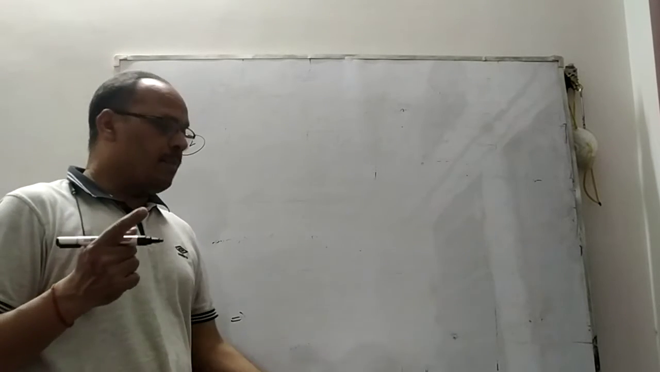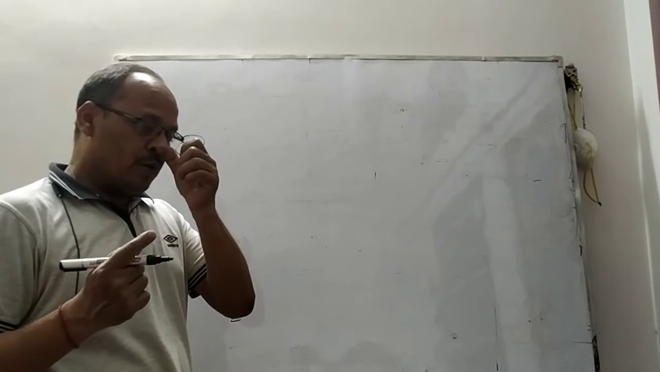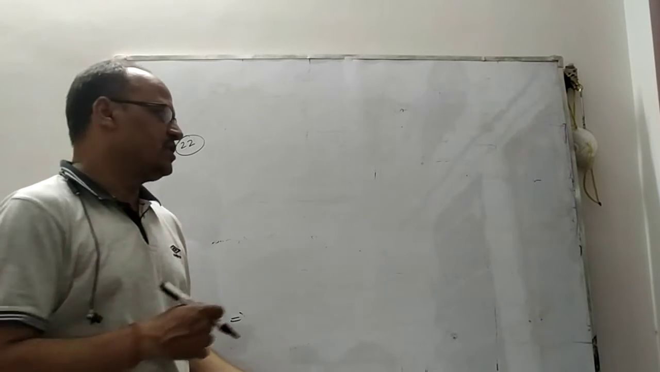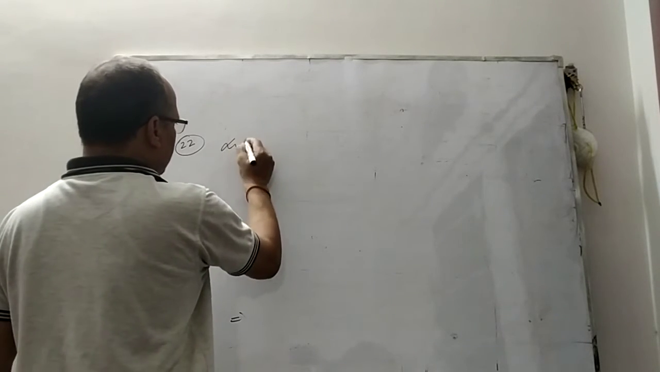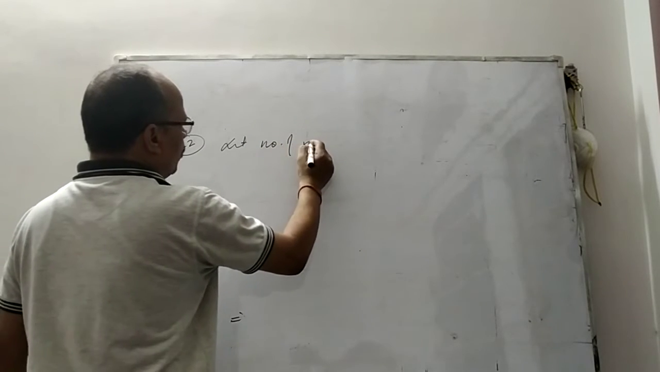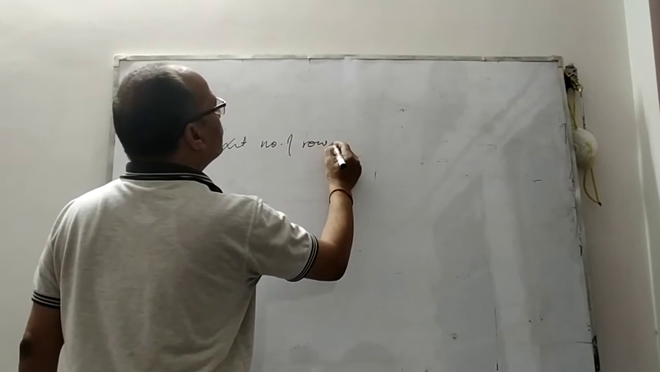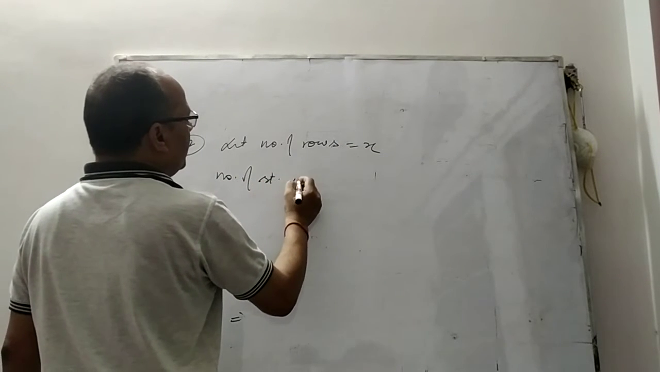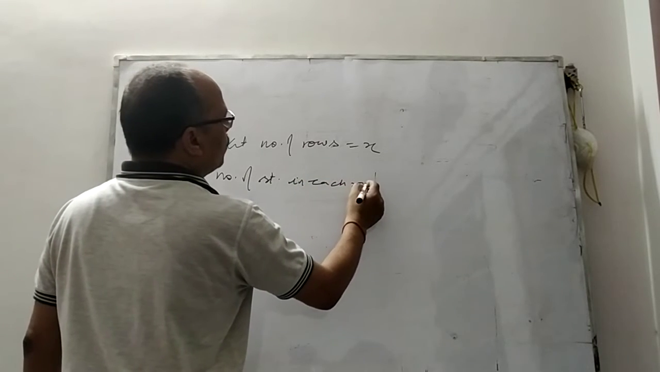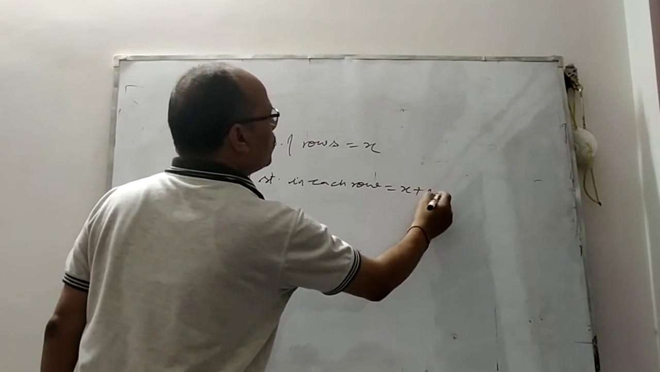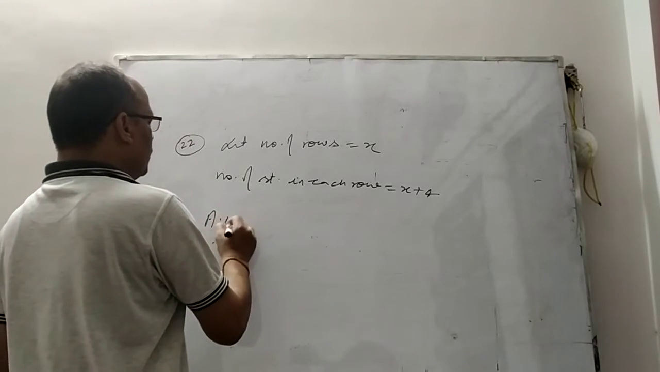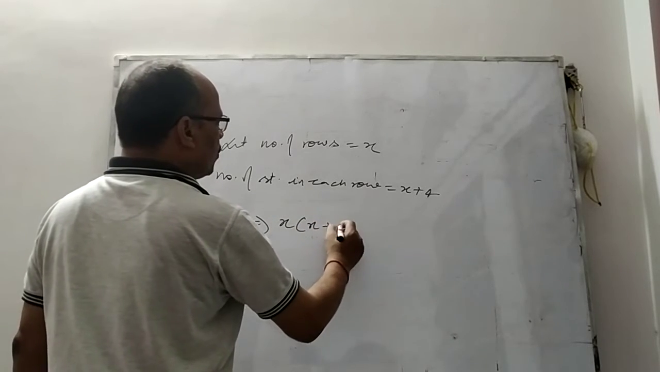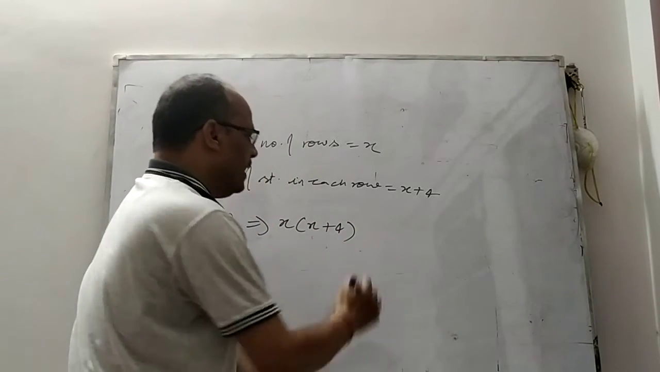If the number of rows is x, then how many students will be in each row? x plus 4. This is the question. So let the number of rows equal x. So the number of students in each row equals x plus 4. According to the question, what will be the total number of students? x into (x plus 4), and this is given equal to 480.